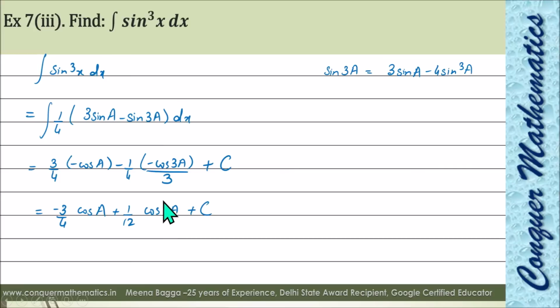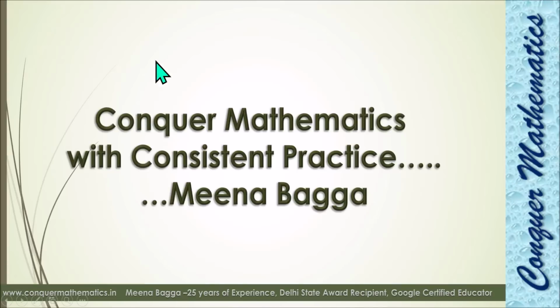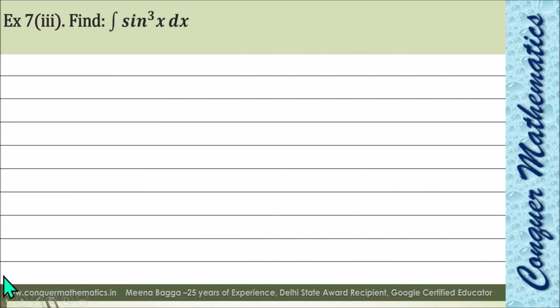But do remember, beta, this question particularly, we can do in some other way also. How can we do it? Sine cube x can be written as sine square x into sine x, right? And sine square x can be written as 1 minus cos square x. Okay, 1 minus cos square x.